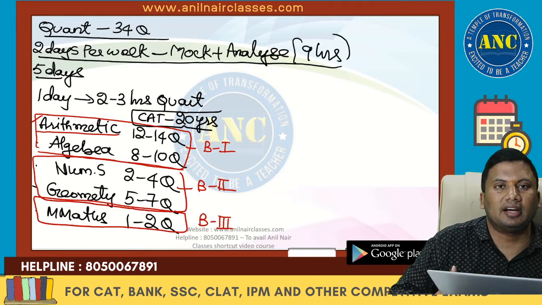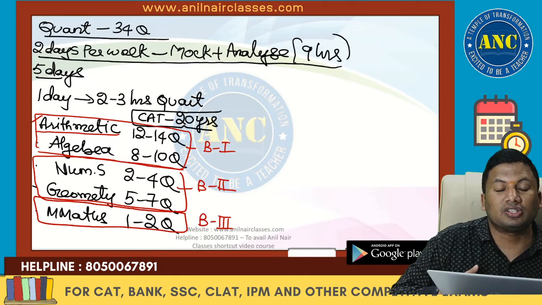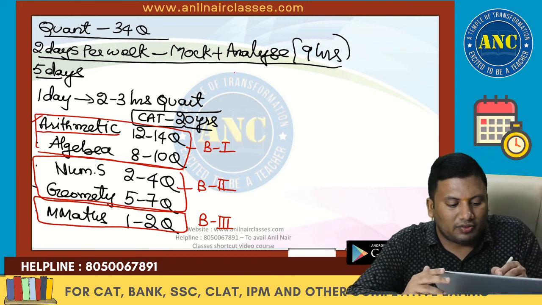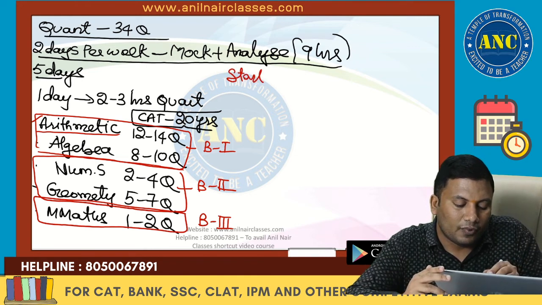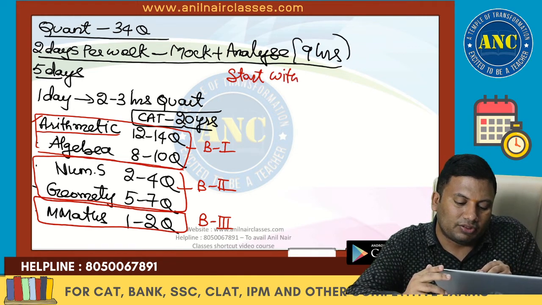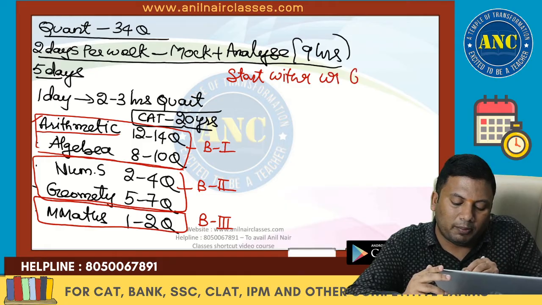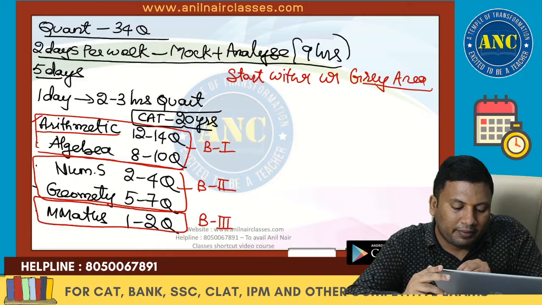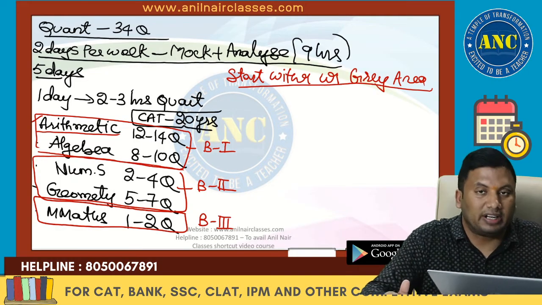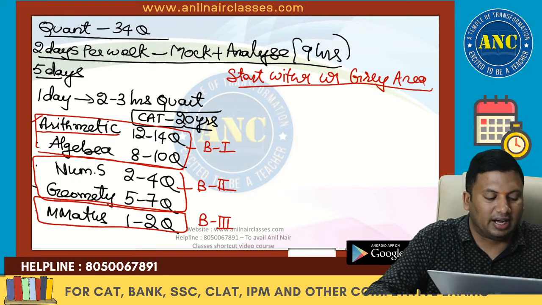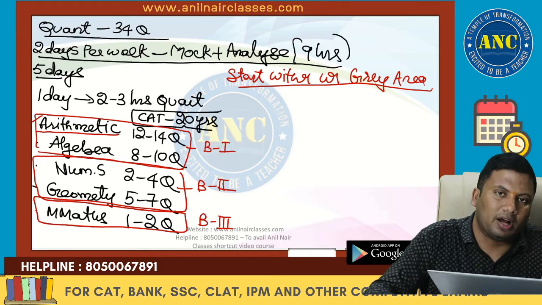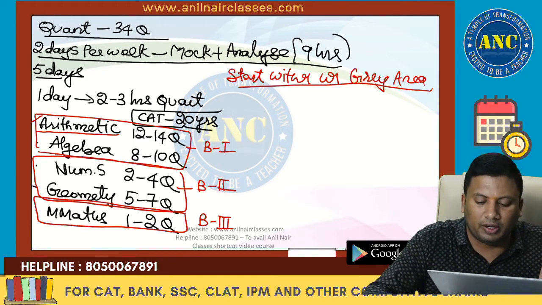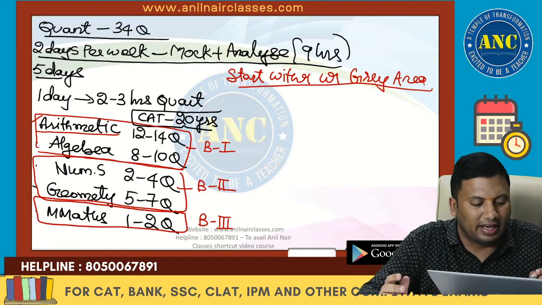Anil sir, I am someone who is not good in geometry. Should I start with geometry? Start with your gray area this entire August month, because you cannot experiment in the month of October or November. You are not good in geometry, spend more time in geometry right now. You are not good in algebra, spend more time in algebra. You are not good in number system, spend more time. Start with your gray area.